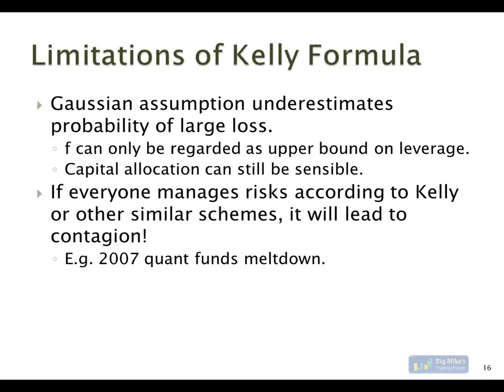Limitations. Okay, so I emphasize the Gaussian assumption is one big limitation. It can underestimate the probability of large loss. So in many cases, you can use the Kelly formula only as an upper bound on your leverage. If Kelly says that 5 is the optimal leverage, make sure that you don't exceed 5. But you can certainly use 2.5 or use 2 if you're nervous. It basically tells you that you should not go above 5. So you can regard it as an upper bound rather than the actual number you should use.